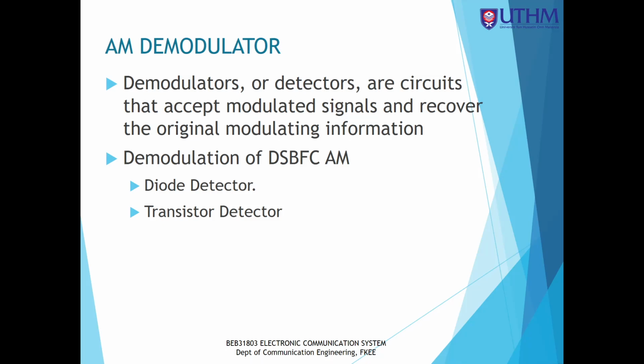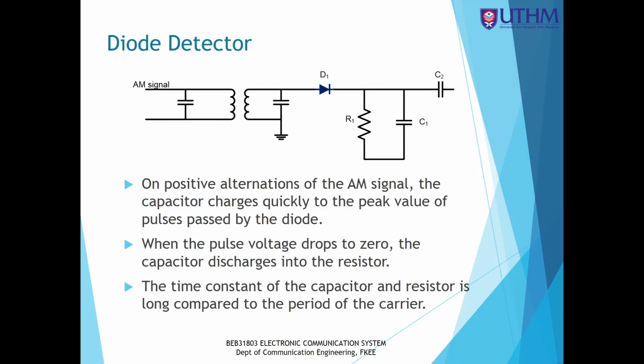Okay, so there are many types of demodulator, but in your syllabus, we only show two types: the diode detector and also the transistor detector. The word detector here means demodulator. And AM here is for the double sideband full carrier. So this is the simplest demodulator circuit, which is the diode demodulator.